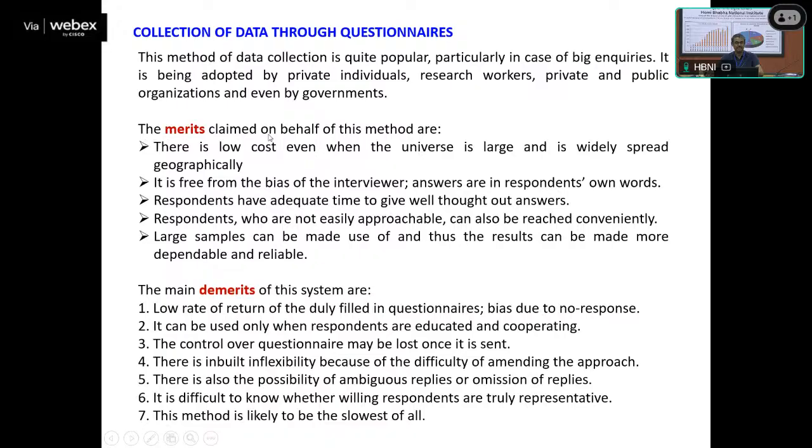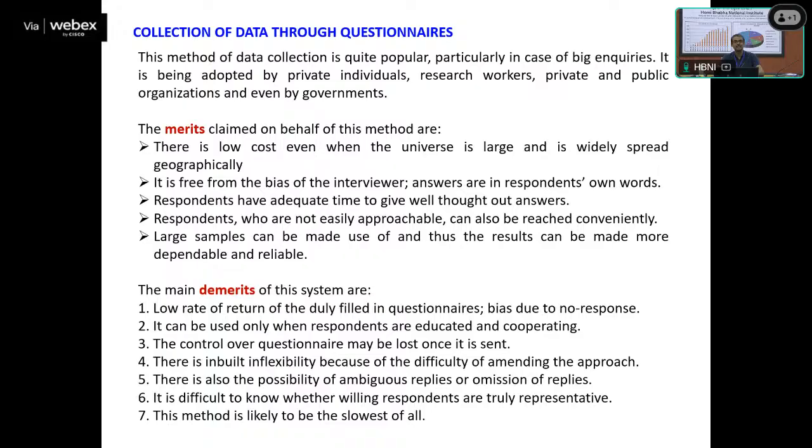What are those? The merits claimed on behalf of this method are: there is low cost even when the universe is large and widely spread geographically. The first merit is low cost or economy. It is free from bias of the interviewer. Answers are in the respondent's own words. Data collection through a questionnaire is said to be better than the interview method because it is free from the bias of the interviewer, who may have selected the questions according to his bias.